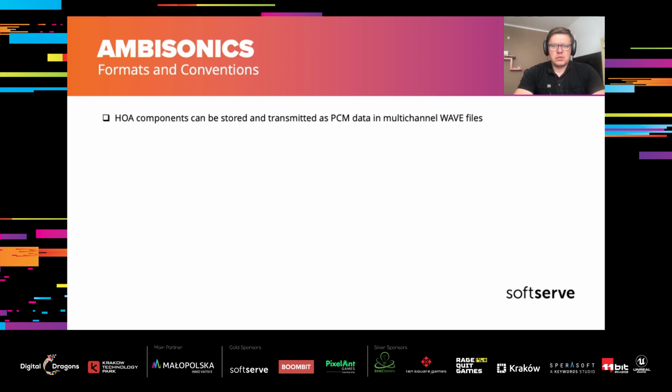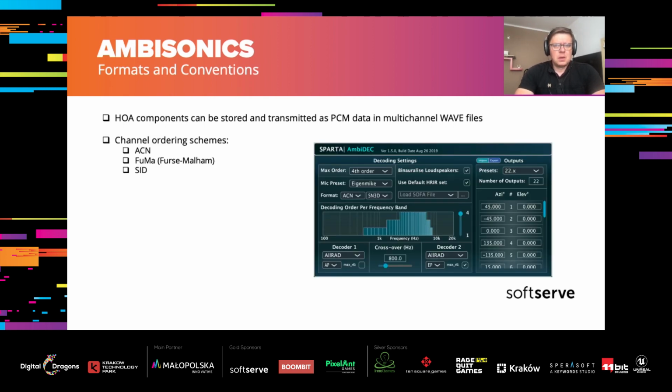So now let's talk about some formats and conventions. As I mentioned, spherical harmonics or HOA components can be stored as typical audio channels, so PCM data in multi-channel wave files. When we are processing ambisonics content, it is crucial to know in what order those spherical harmonics are put into the file or into the audio stream. We can name here three standards, which are ACN, FUMA, and SID.